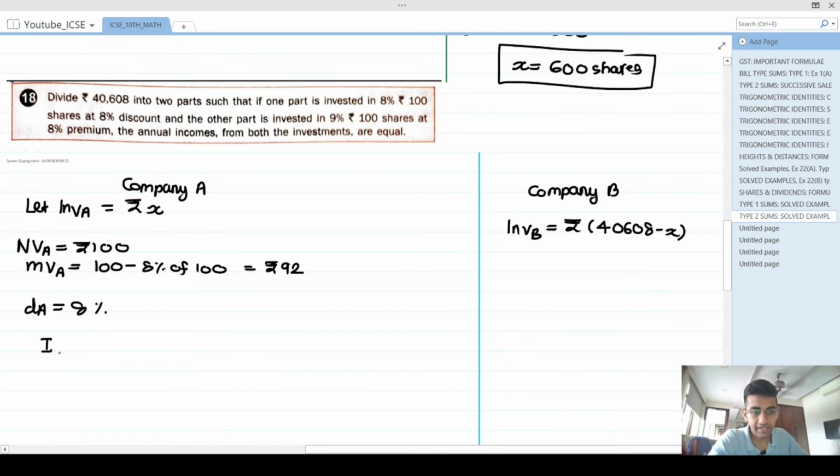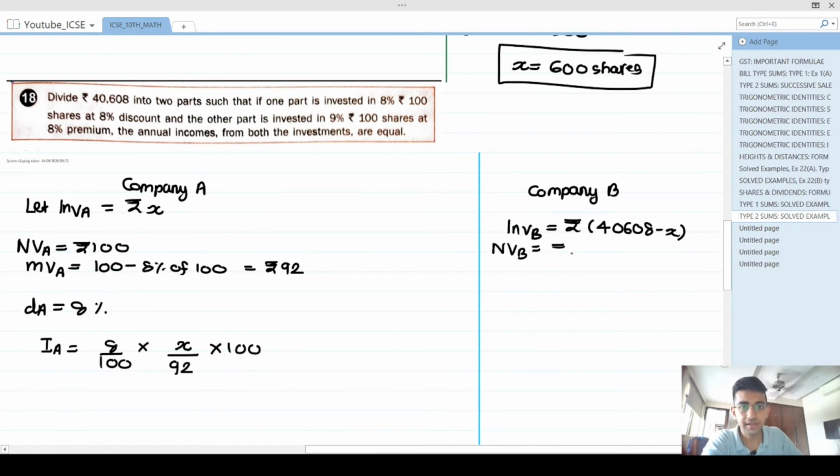So let's calculate income of A, very simple, dividend percent into number of shares. Number of shares is nothing but investment upon MV into NV, direct formula. Same thing let's do here. NV of B is rupees 100. MV of B is 8% premium, so rupees 108. 100 plus 8% of 100, that's 108. And the dividend this company is giving is 9%.